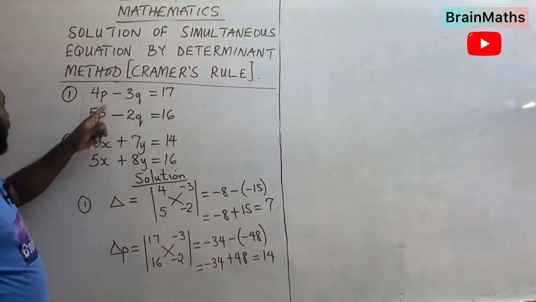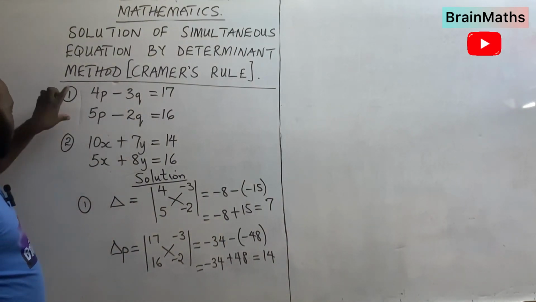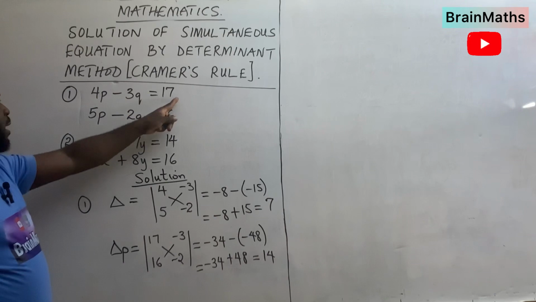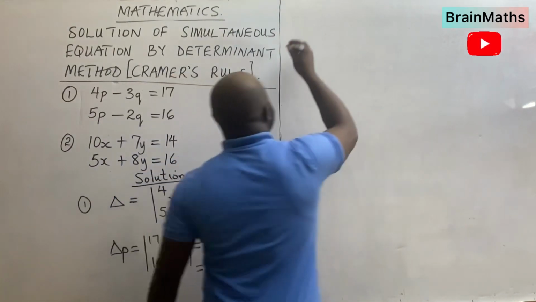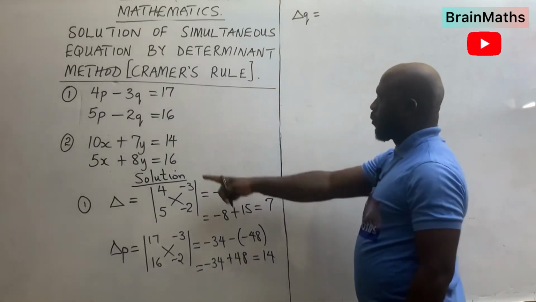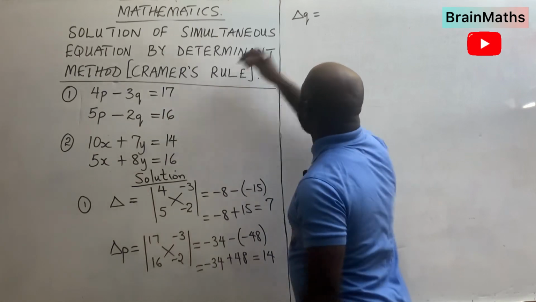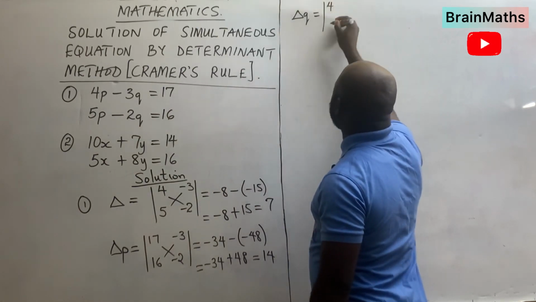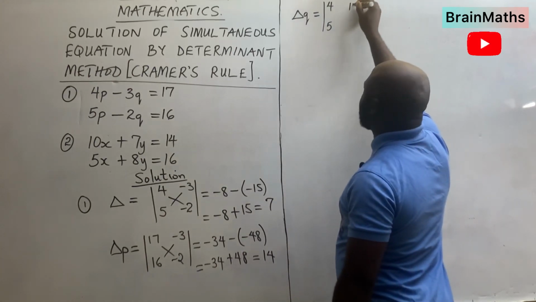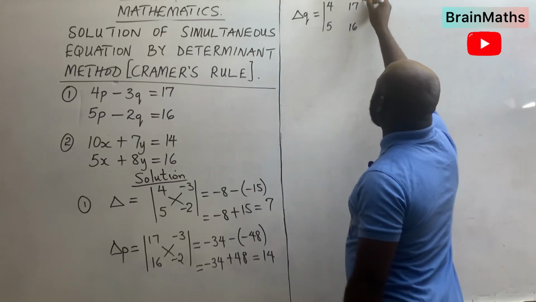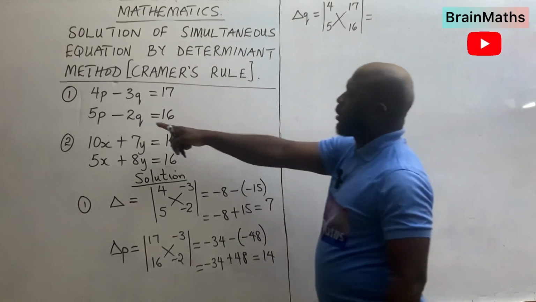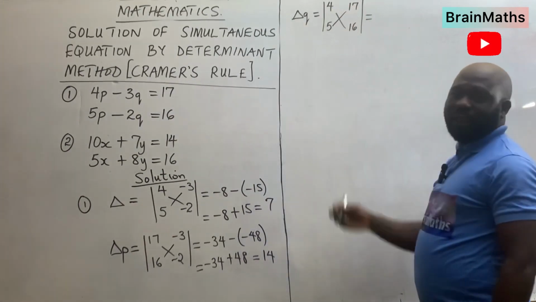The next thing is to find the determinant of Q. What we are going to be doing now is to eliminate all these values of Q and replace them with the constants. So the determinant of Q is equal to, these ones will not be written again. We have 4, 5, then we bring in the constants in the place of Q, 17 and 16. So solving this diagonally, you will observe that I did not put the negatives in front of the 17 and the 16.